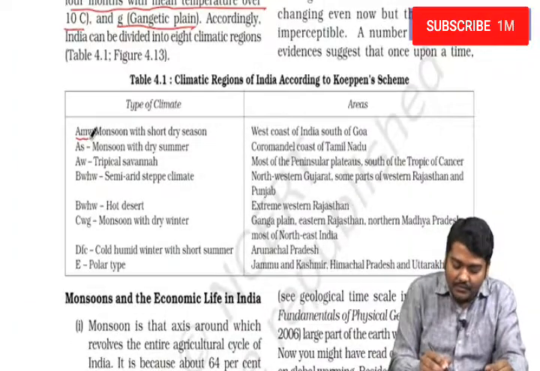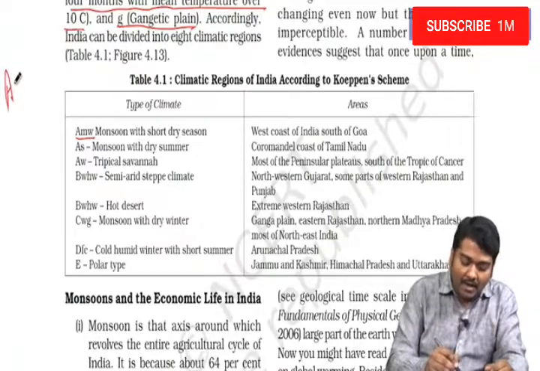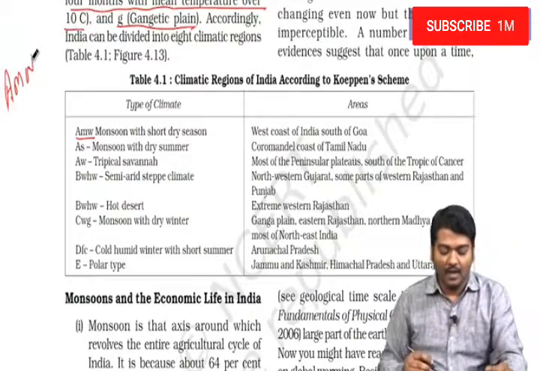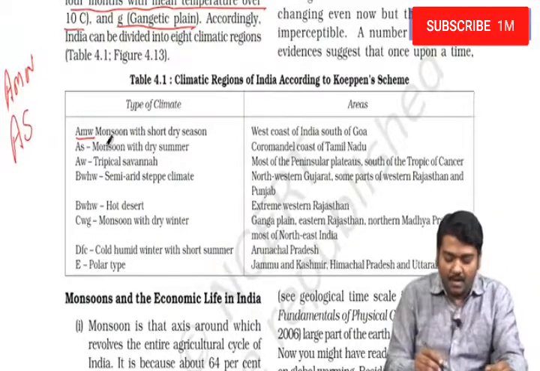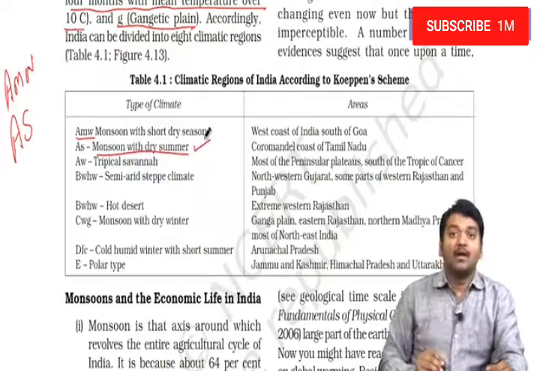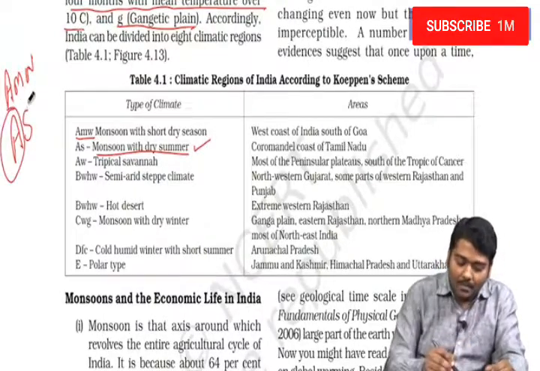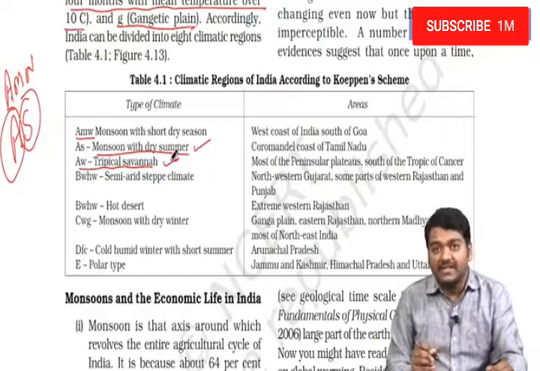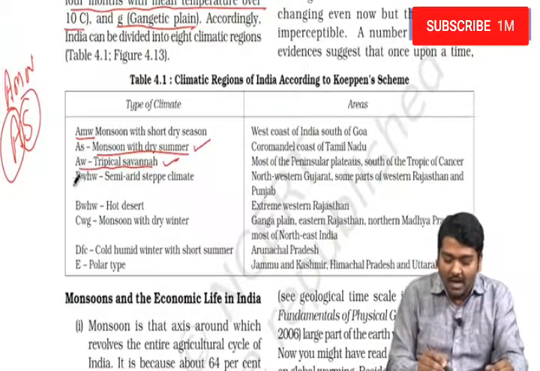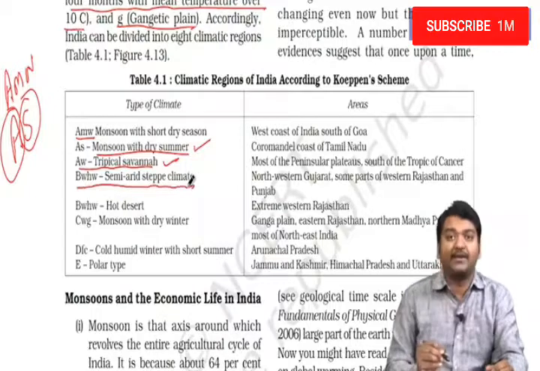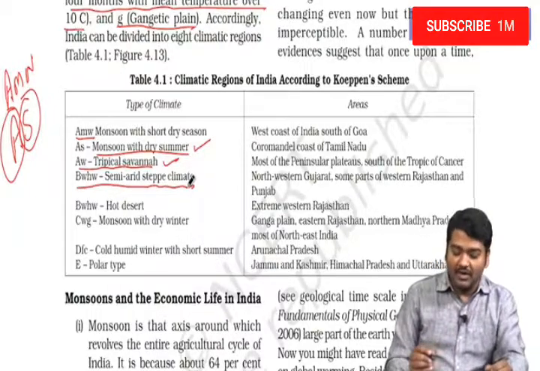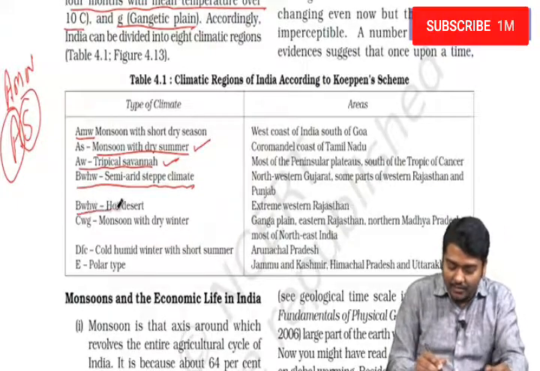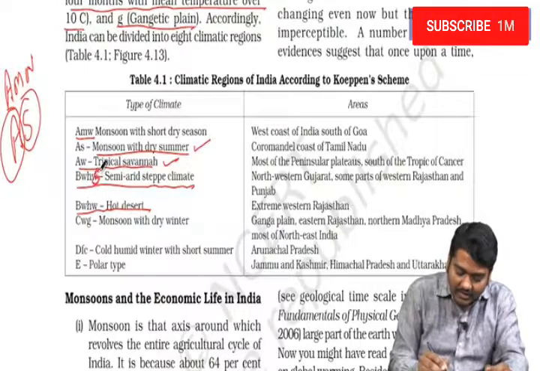Can you see AMW? A means tropical, M means monsoon, and there will be a short dry season. AS, monsoon with dry summer. There will be monsoon, but there will be dry summer, right? AW, leeward side where grasslands are usually present. BSH, semi-arid, steppe type of climate, that is we are talking about grasslands but they are a bit cool. And then we have BWHS, you have to change it.